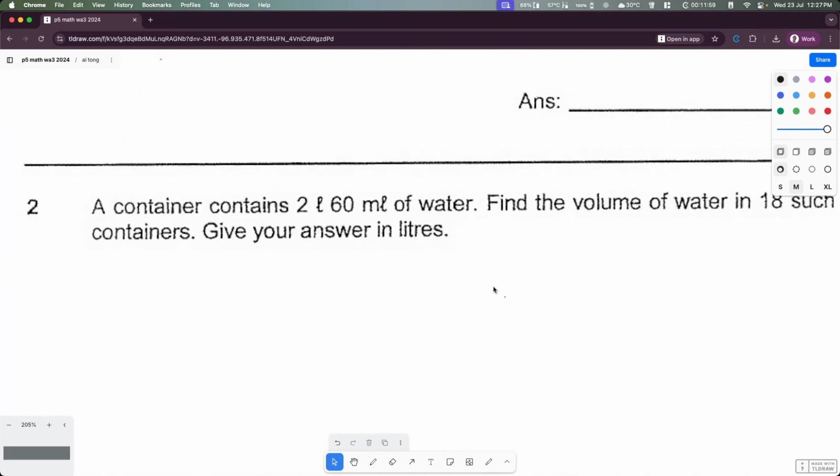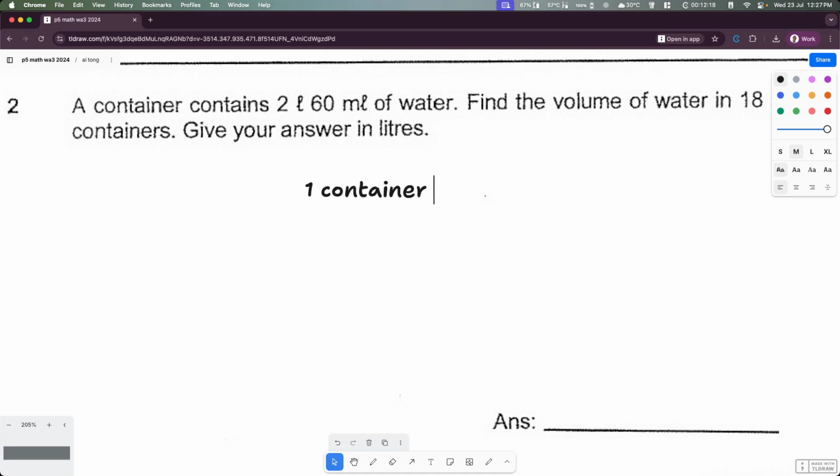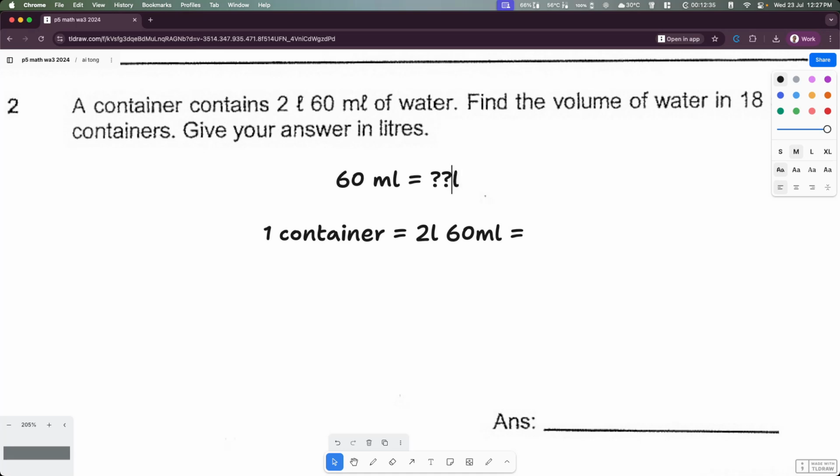All right. Let's move on to the next question. Question 2. A container contains 2 liters and 60 milliliters of water. Find the volume of water in 18 such containers. Give your answers in liters. So one container is equal to 2 liters and 60 milliliters. If we want to convert this into liters, we want to convert 60 milliliters to how many liters.